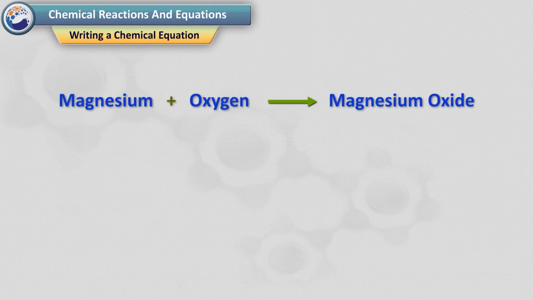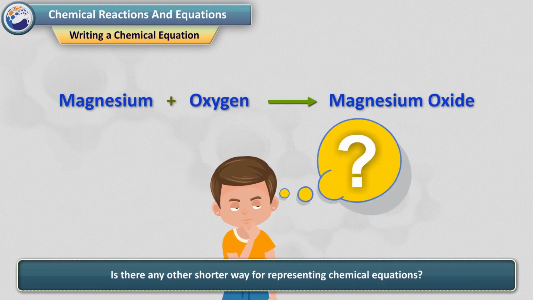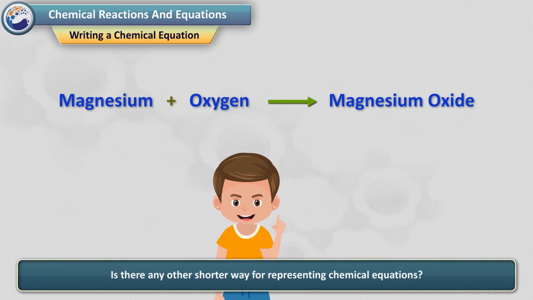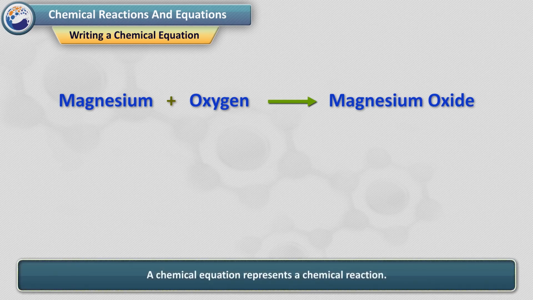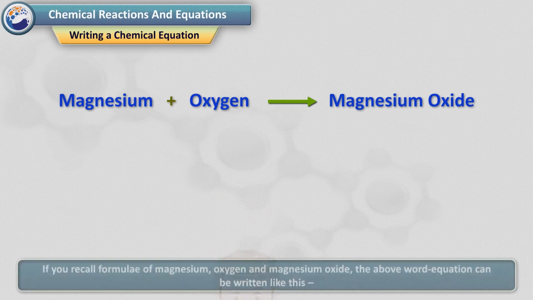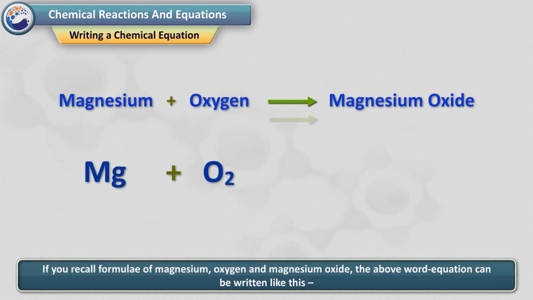Writing a chemical equation. Is there any other shorter way of representing chemical equations? Yes. Chemical equations can be made more concise and useful if we use chemical formulae instead of words. A chemical equation represents a chemical reaction. If you recall the formulae of magnesium, oxygen and magnesium oxide, the above word equation can be written like this.